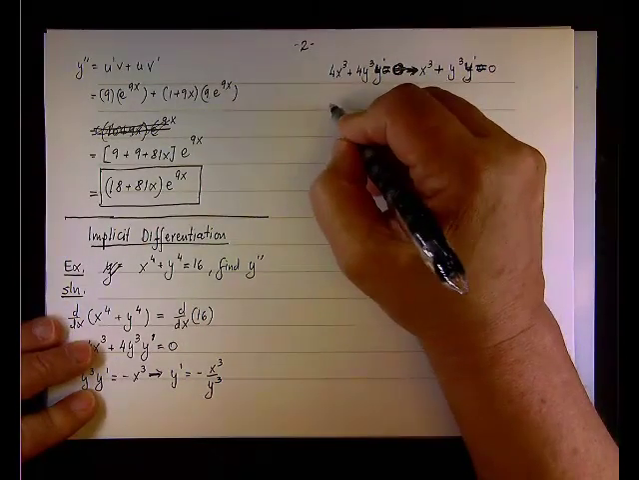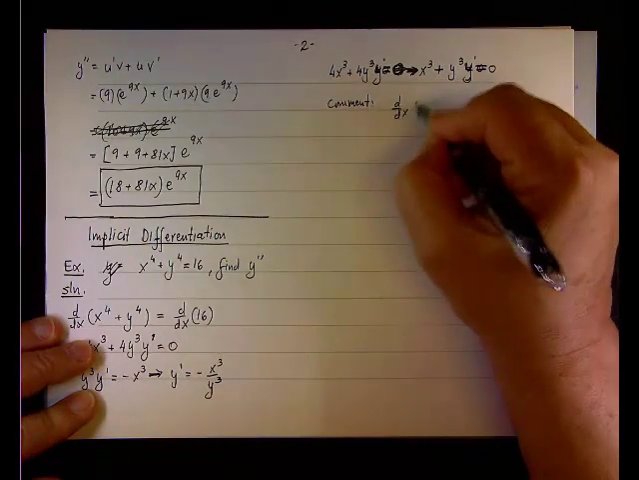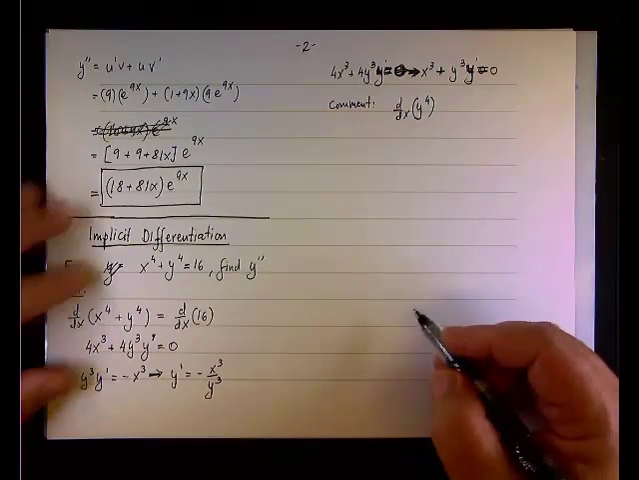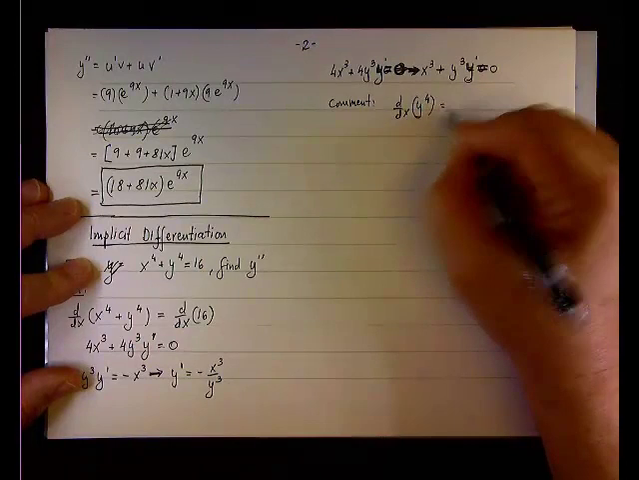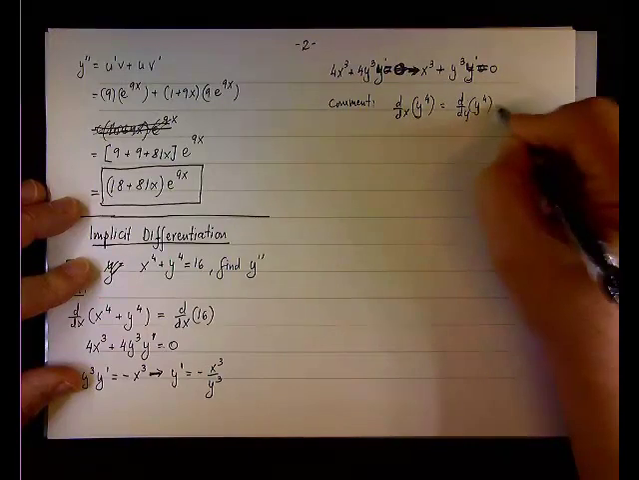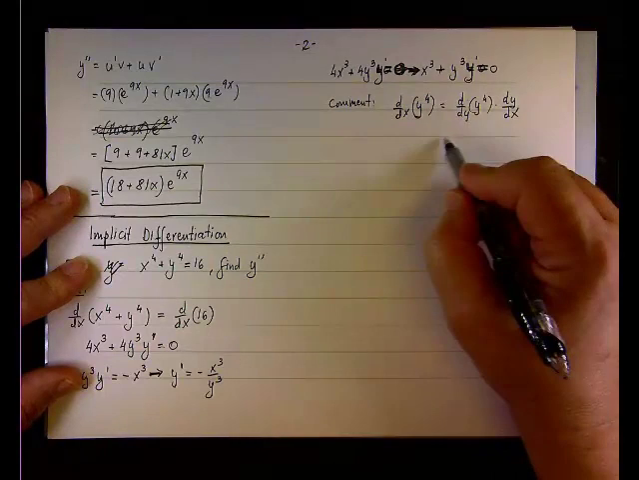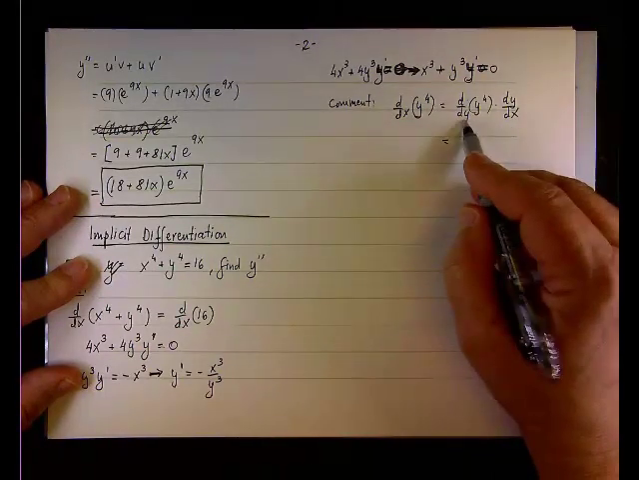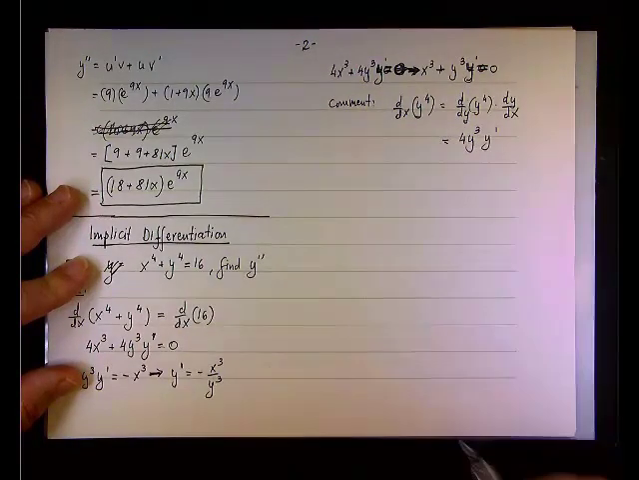Okay, so this is a comment. What is d dx of y to the fourth? It will be d dy of y to the fourth times dy dx by the chain rule. You see that? You take the derivative with respect to y, it will be 4y cubed, and then the derivative with respect to x is simply y prime.